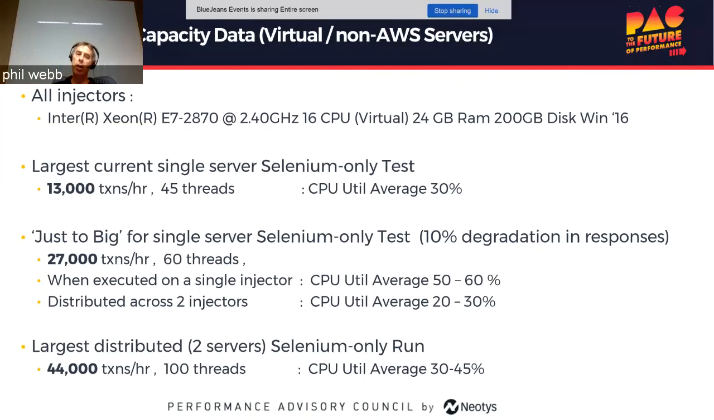When I say recorded transactions, what I'm talking about are those begin and end transactions in the script. So I'm not saying that's a one-to-one with an HTTP request or response. That's going to vary depending on how much AJAX or JavaScript is in the application. But from our experience, there seems to be a correspondence between recorded transactions and capacity.